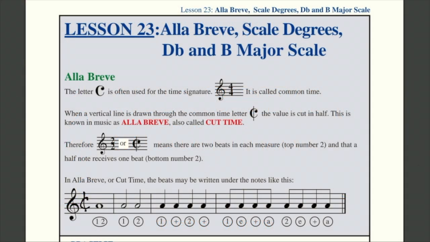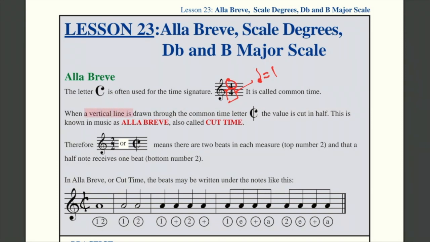We're going to be studying Alla Breve in this lesson. To understand Alla Breve, let's review common time or 4/4 time signature. In 4/4 time signature, we have 4 beats in the measure. And when you look at the bottom number, the 4 tells us that the quarter note receives 1 beat.